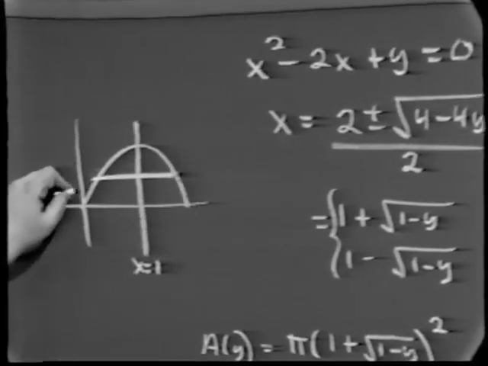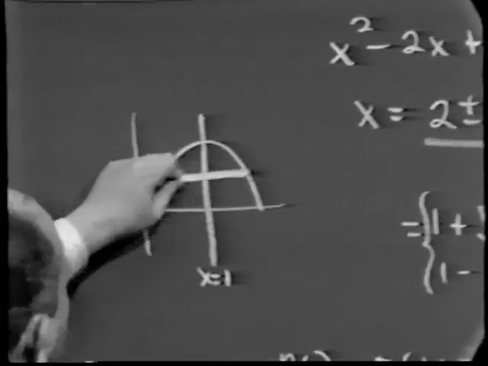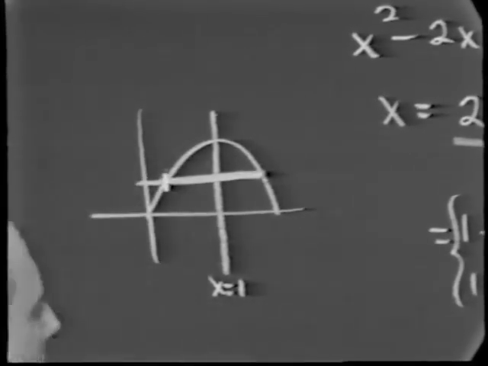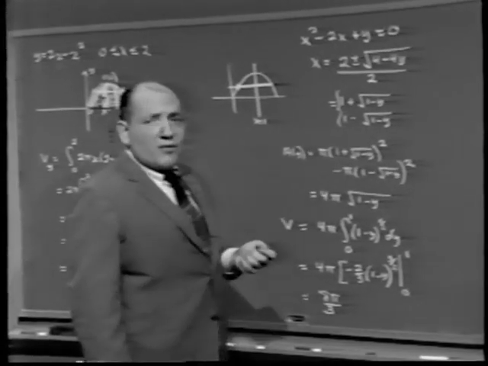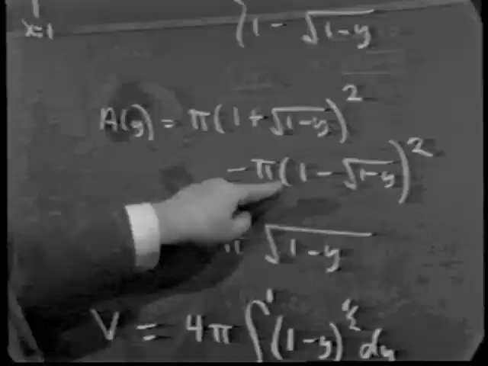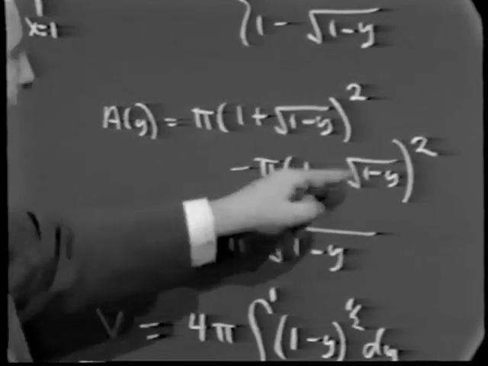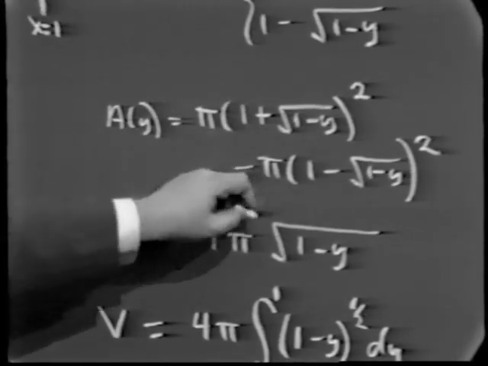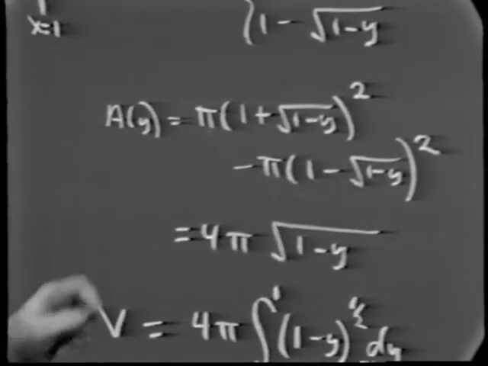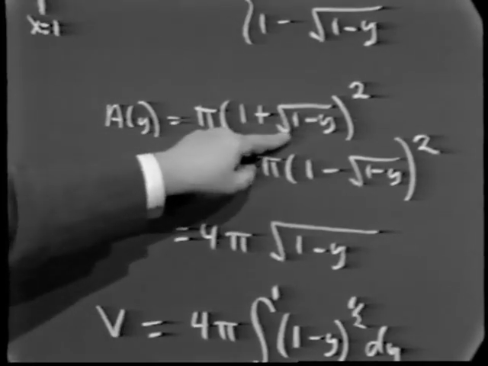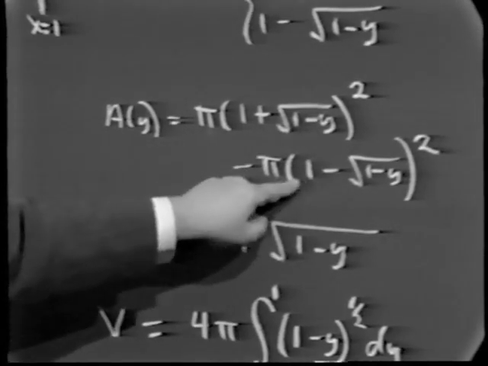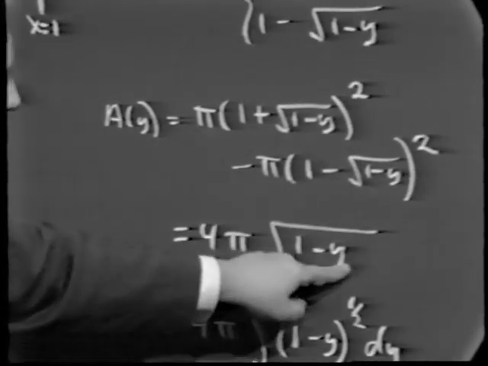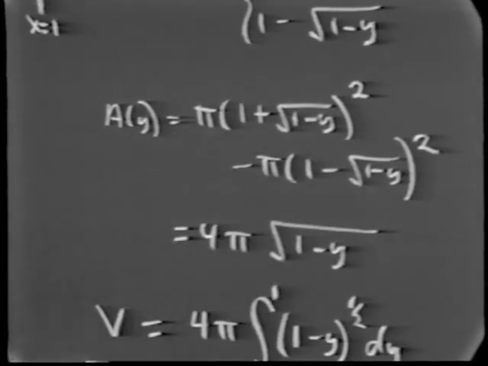My cross-sectional area is pi times this length squared minus pi times this length squared. That's pi times (1 plus the square root of 1 minus y) squared minus pi times (1 minus the square root of 1 minus y) squared. When I square this and subtract, all but the middle term drops out. In other words, I have twice the square root of 1 minus y here, minus twice the square root of 1 minus y here. When I subtract, I get 4 times the square root of 1 minus y. I multiply that by pi.